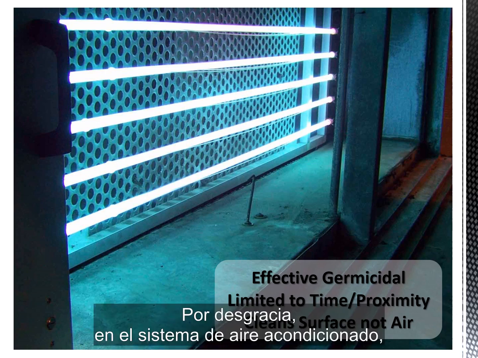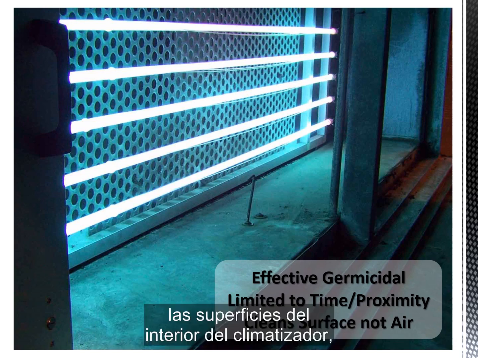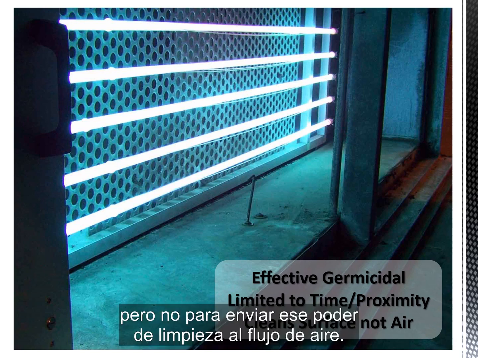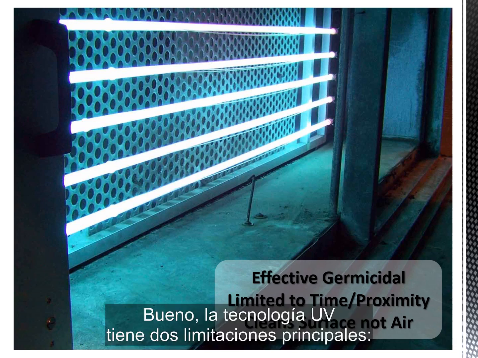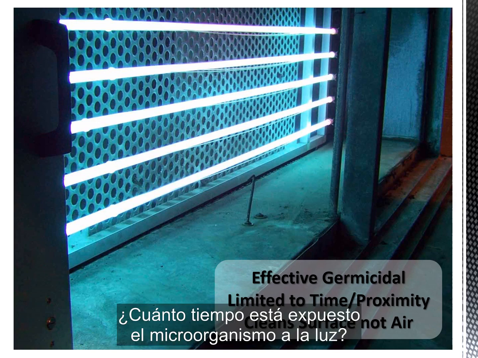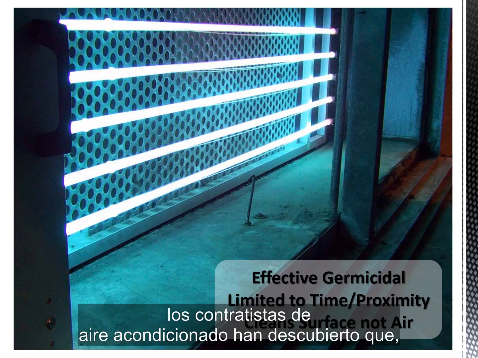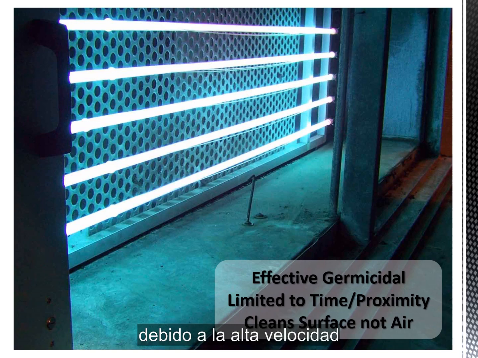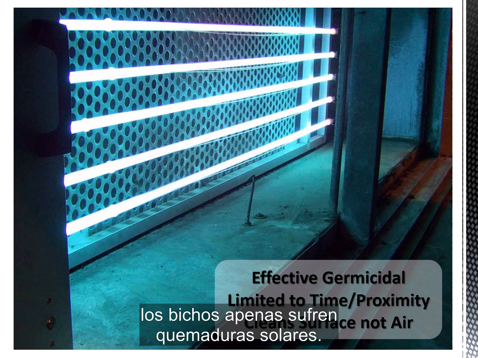Unfortunately, in the air conditioning system, the limitations of the technology enable it to be very effective in cleaning the surfaces on the inside of the air handler, but not very effective in sending any of that cleansing power downstream into the airflow. Why? Well, the UV technology has two major limitations: time and proximity. How long is the microorganism exposed to the light, and how close is it to the light? In most cases, air conditioning contractors have found that due to the high rate of speed with the air racing past the UV light, the bugs hardly get a sunburn.